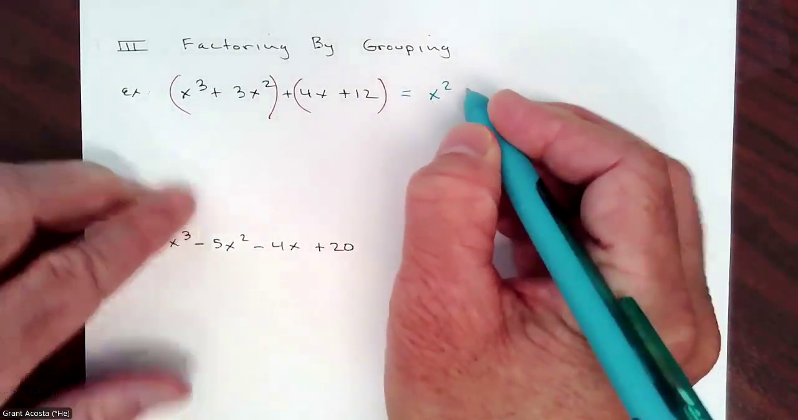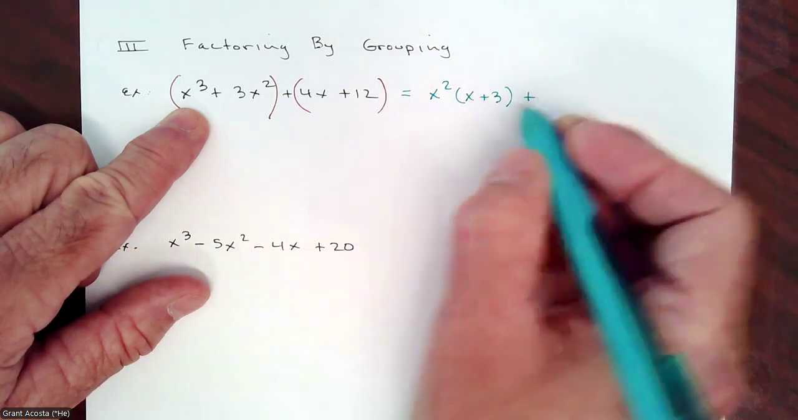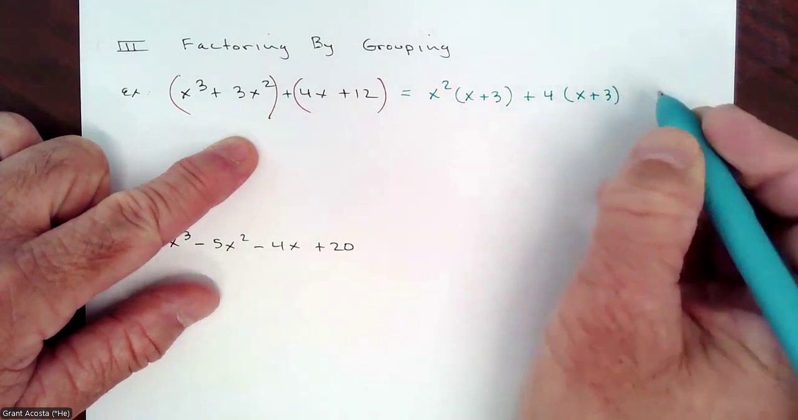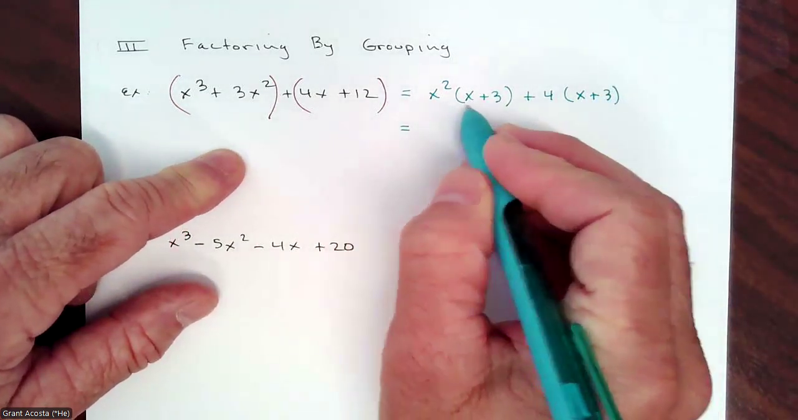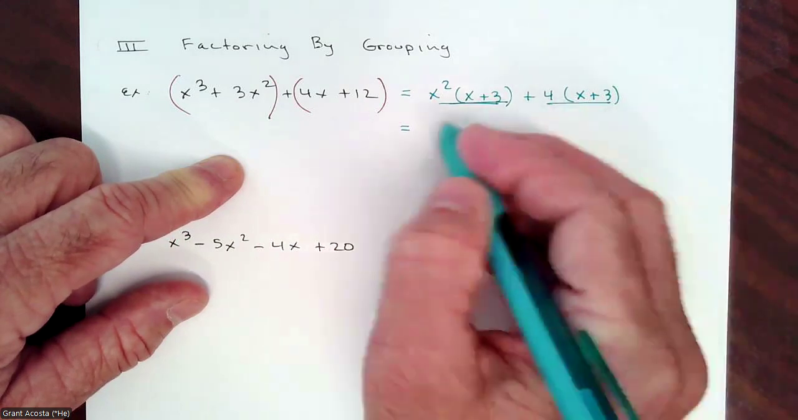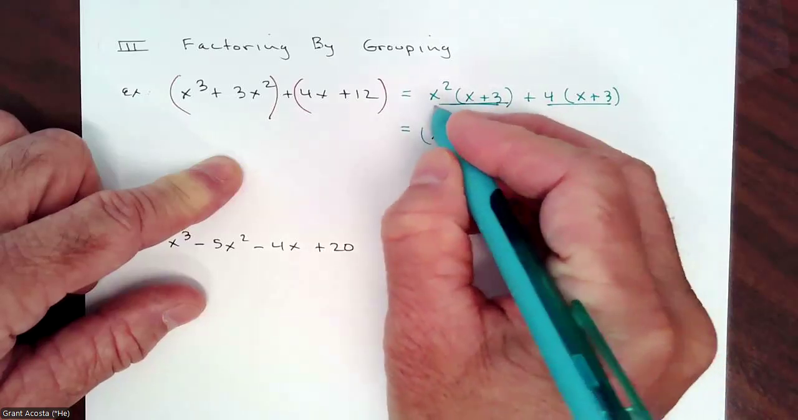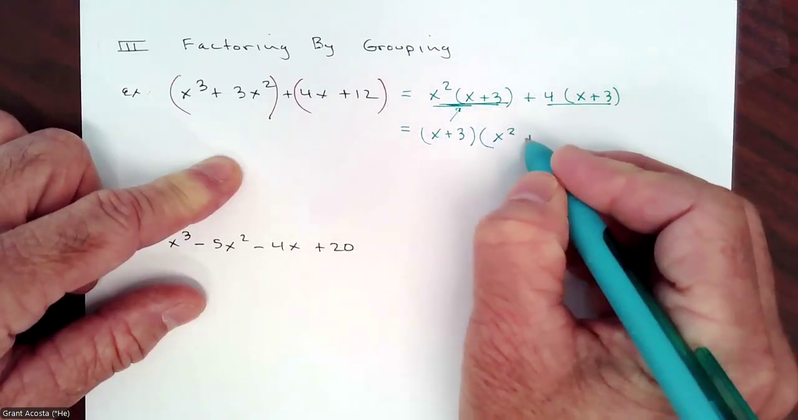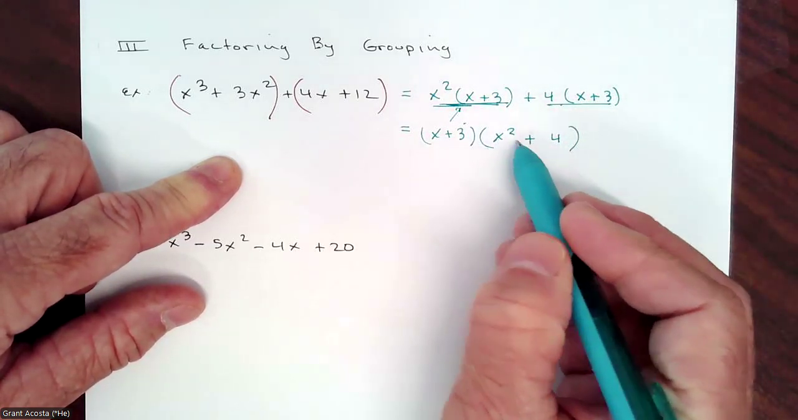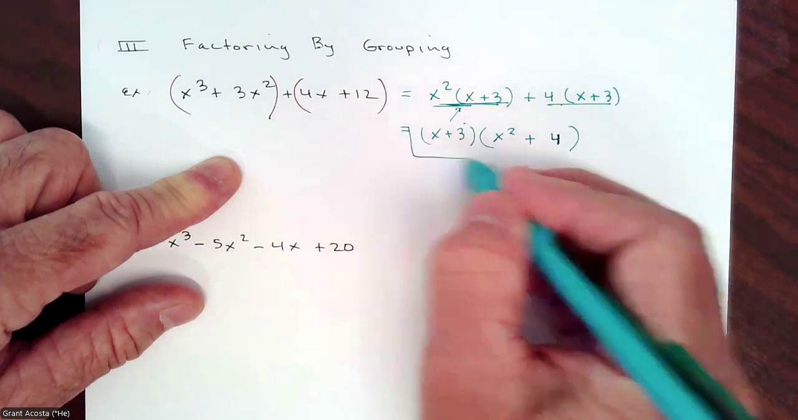I can take out an x squared. And if I take that out from here, I'm going to be left with x plus 3. And here, 4x plus 12, I can take out a 4, and that will also leave me with x plus 3. And then the idea is there's really only 2 terms now. That's 1 term and that's 1 term. What's common to both of those is x plus 3. So I take out an x plus 3, and if I take that out from this term right here, I'm going to be left with x squared. And if I take that out from this term here, I'm going to be left with plus 4. X squared plus 4, that would be another sum of squares we talked about earlier. That doesn't factor anymore, so you'd be done right here.